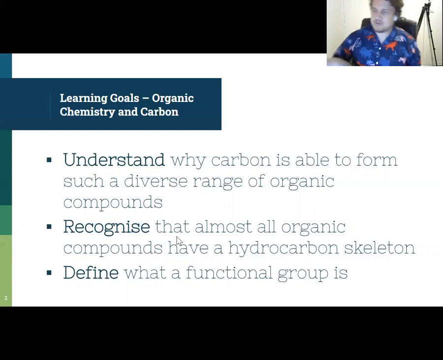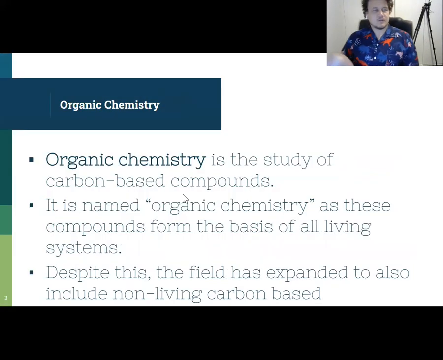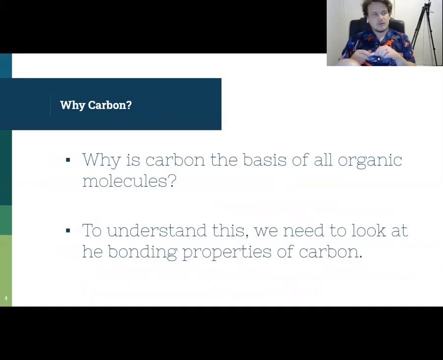Can't sit still, even worse than normal today. So, the study of carbon-based compounds. As with most things in chemistry, we have just changed it to suit whatever we needed, despite what the original field was about.